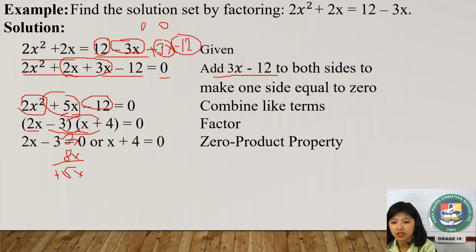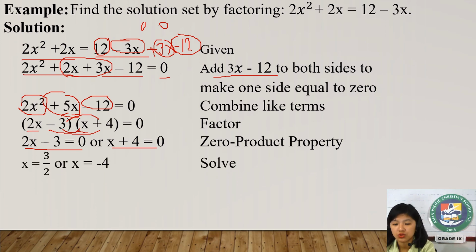Ayan. Next, we have zero product property. So, yung first and second term equate natin sa 0. That's why it is 2x minus 3 equals 0 and x plus 4 equals 0. So, to solve, yung 2x minus 3 equals 0. So, transpose negative 3 magiging positive 3. Kaya, naging 2x equals yung positive 3.